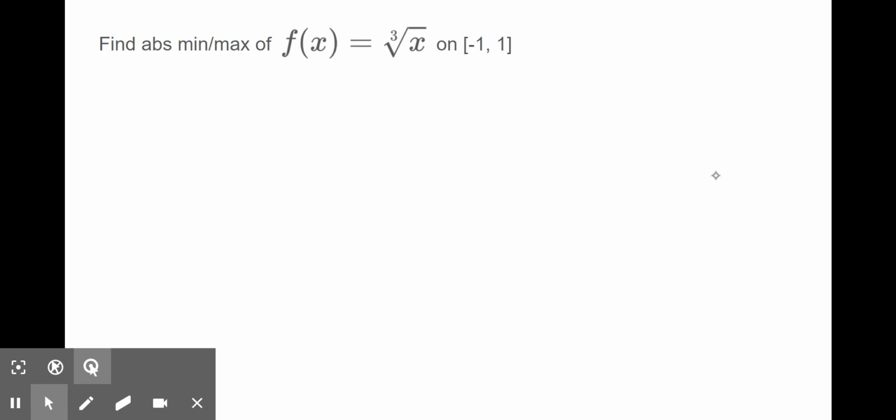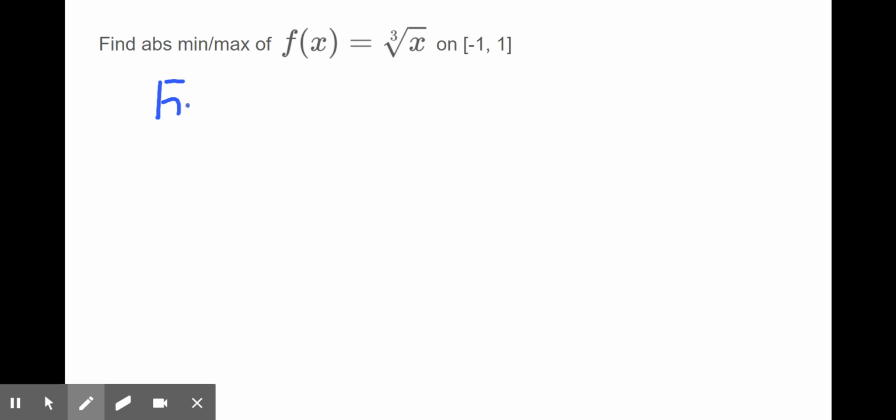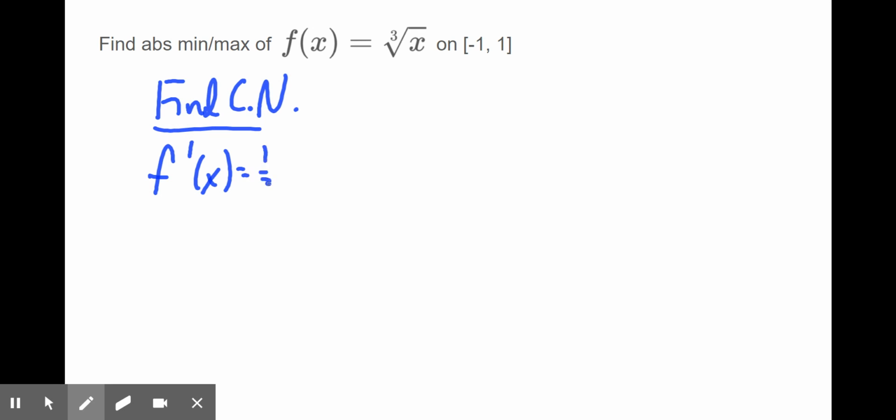All right, so one more here. Find the absolute min and absolute max of f of x equals the third root of x on the interval -1, 1. The first thing you have to do is find the critical numbers, so we're going to have to find the derivative. So f prime of x is 1/3 x to the -2/3. Now I can clean that up a little bit. I can put the x to the -2/3 in the denominator, and I get 1 over 3x to the 2/3.